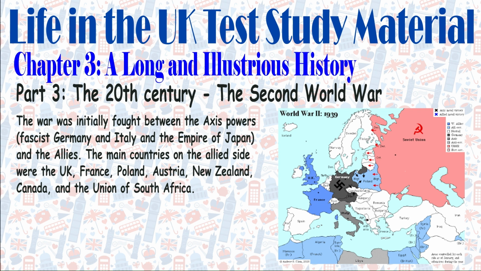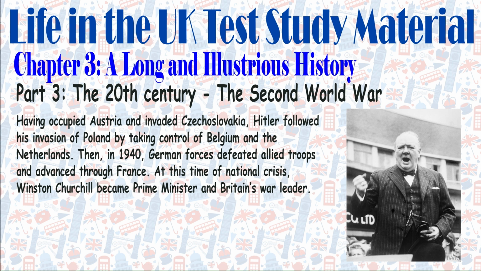Having occupied Austria and invaded Czechoslovakia, Hitler followed his invasion of Poland by taking control of Belgium and the Netherlands. Then, in 1940, German forces defeated Allied troops and advanced through France. At this time of national crisis, Winston Churchill became Prime Minister and Britain's war leader.